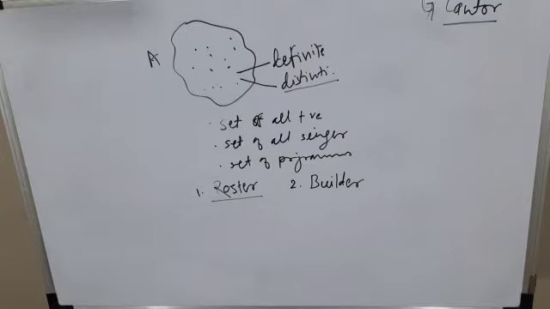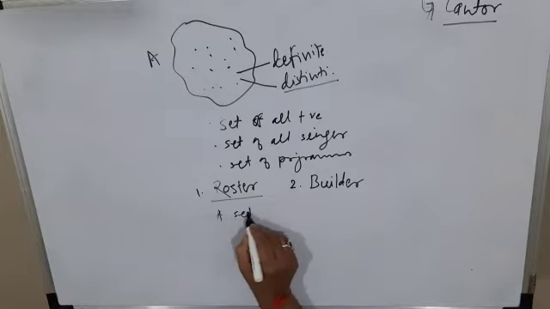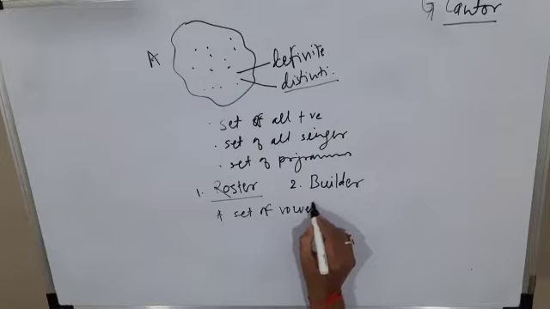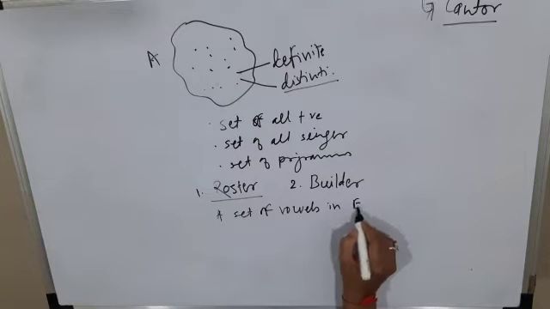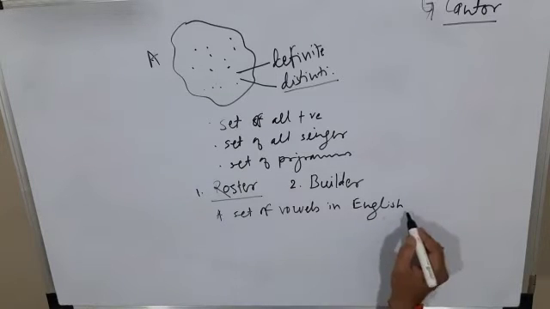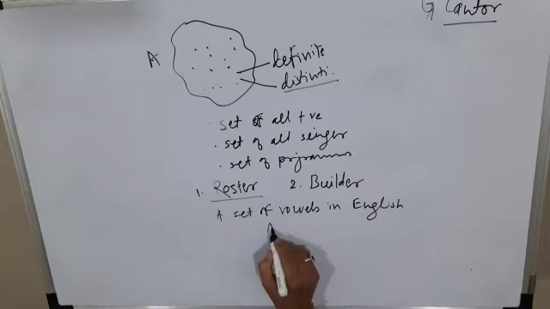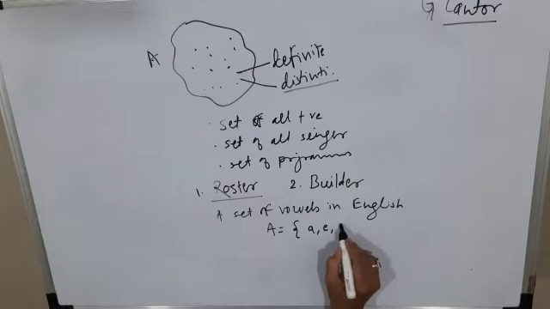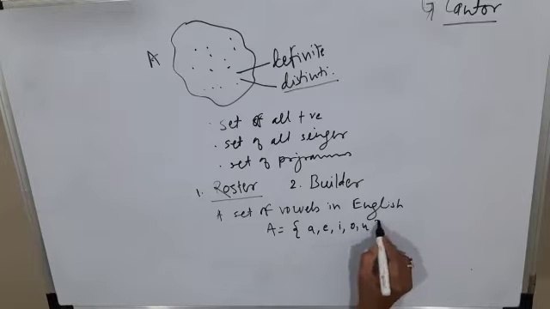Let us see now. In the roster form, the set is represented by listing all its elements. The elements are enclosed within braces and separated by commas. Suppose we have the set of vowels in the English alphabet. We write it in brackets as A, E, I, O, and U.